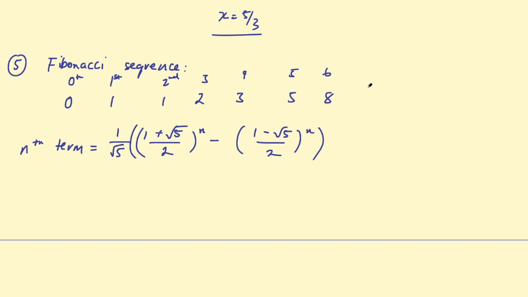So the question might ask you to find the 7th term. So all we need to do here is to plug 7 in for n. So if you put 7 in here, you can probably do this in your head. Put 7 in there and you get 13. So the 7th term in this sequence is 13, and we are done with the Fibonacci sequence. Okay, on to the last one.